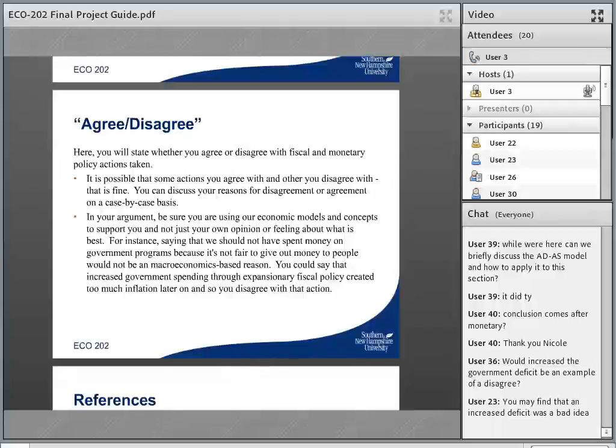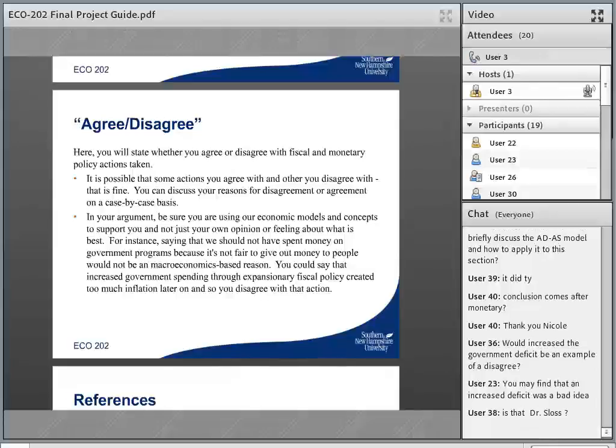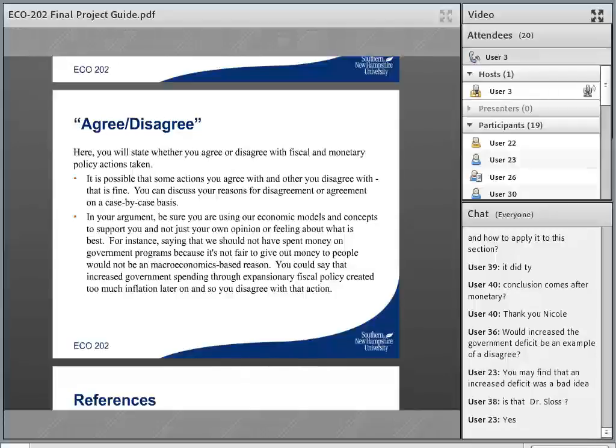Melissa asks if increased government deficit would be an example of disagree? Yep, and if you really wanted to show your instructor that you know your stuff, you would explain why you think deficits are a bad idea using a macroeconomic based reason. I know that that's a very hot topic with people, especially laymen. Oh, deficits are bad, and there are reasons why deficits can be bad. So there are macroeconomic reasons why big deficits at the federal level can be bad. So talk about what those would be.